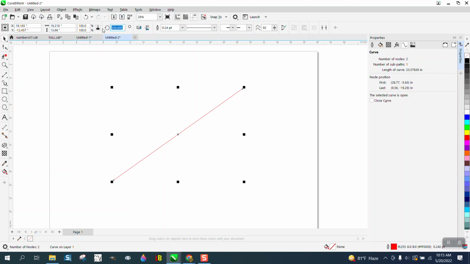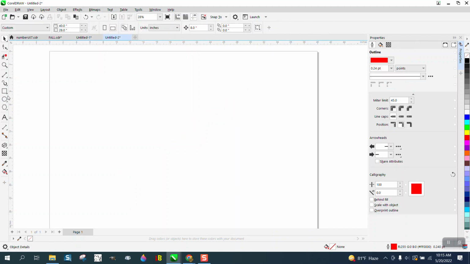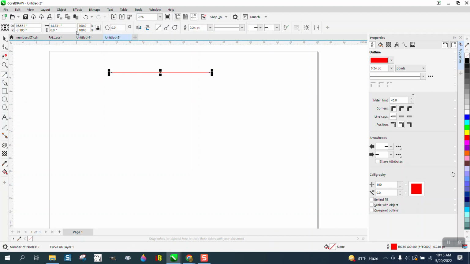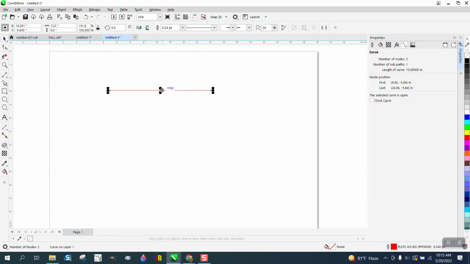If we turn this probably to 0, well, you'd have to draw a line first. So let's make a line, and let's make it 15 inches. And then, so it says it's 15 inches, and if you go to the curve, it shows you 15 inches. But if you tweak it just a little bit, Corel's thinking it's 13.9, and it's still 15 inches long.